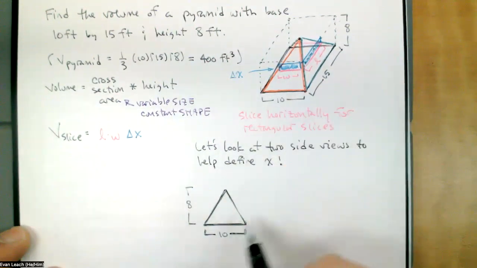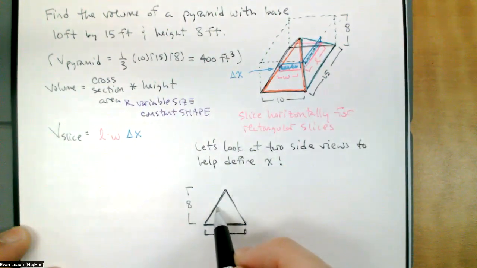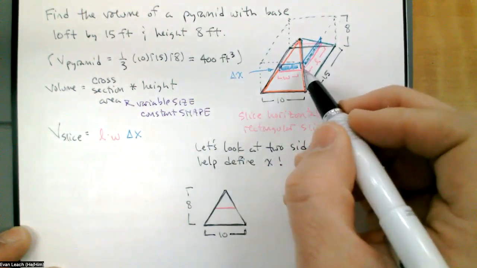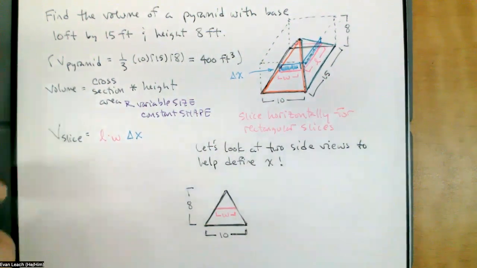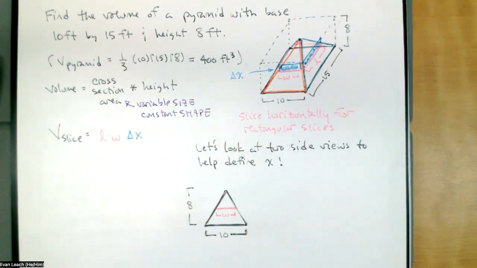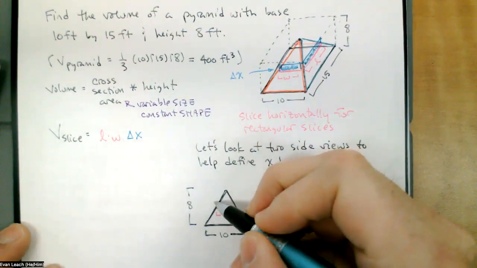So we're looking at the face with the 10. We got the height of 8. What we're looking at is the width. And we're going to take that width, even though the width is changing as the height goes from the floor up to the point, we're going to use that same width for some small change in X.